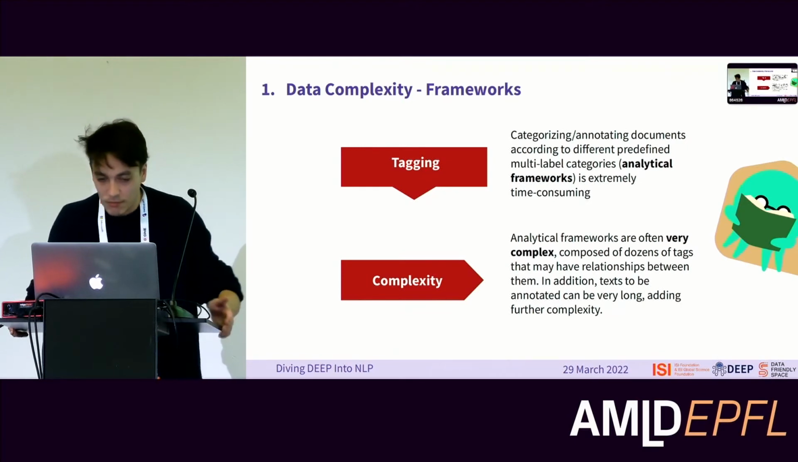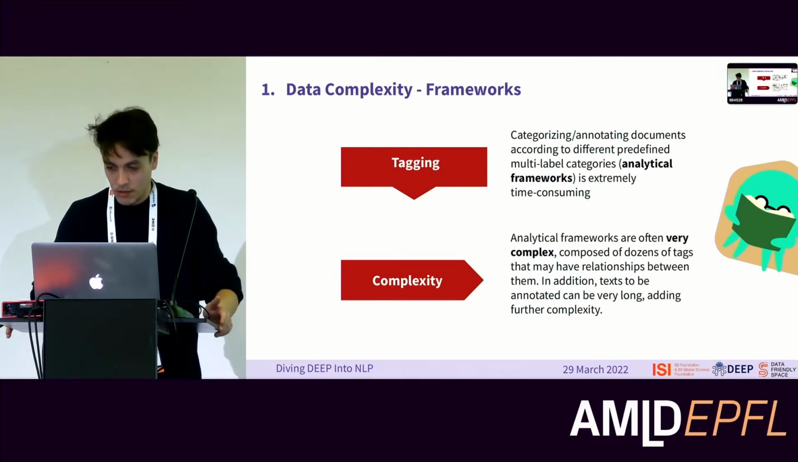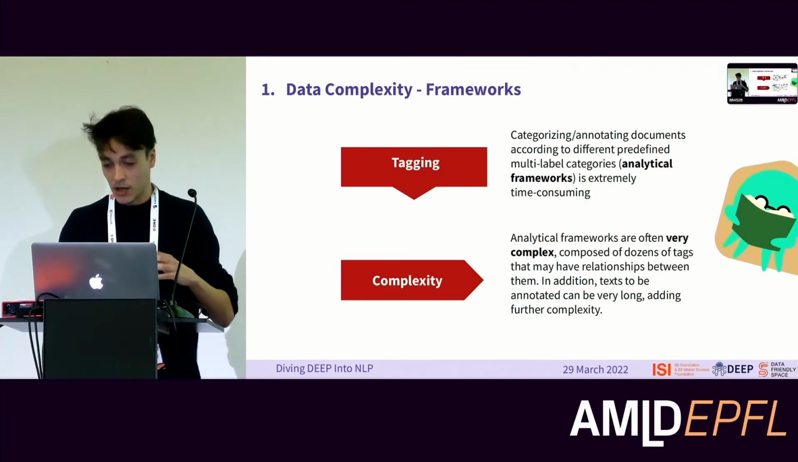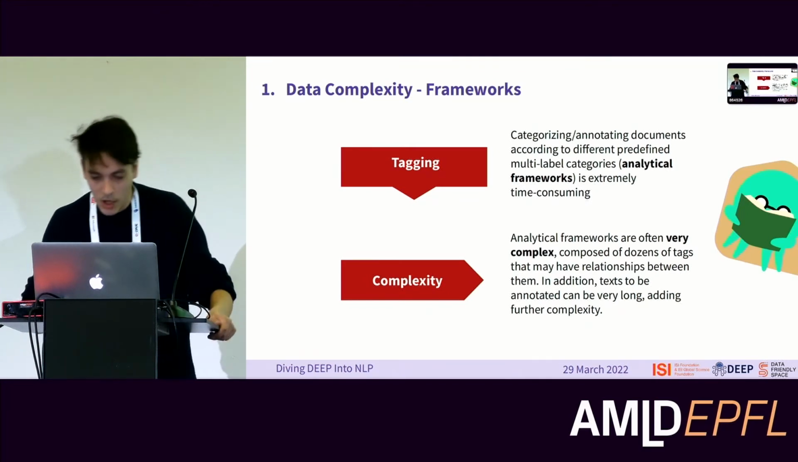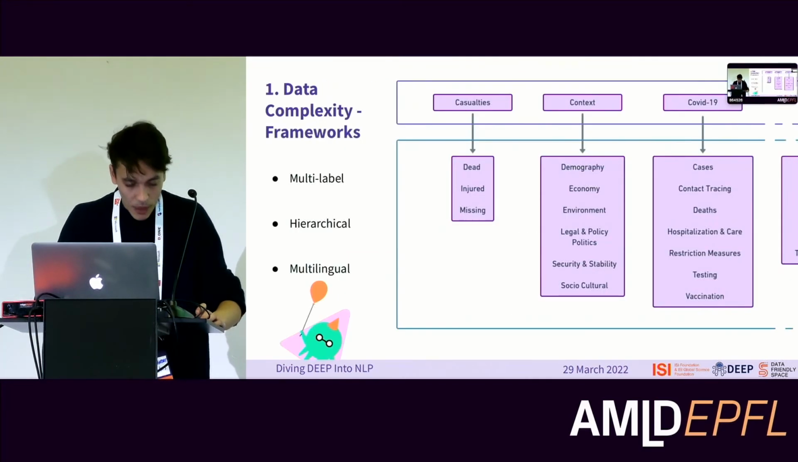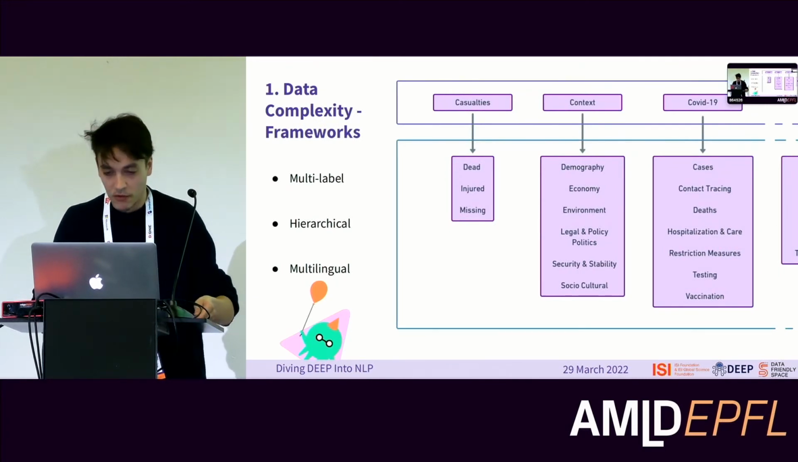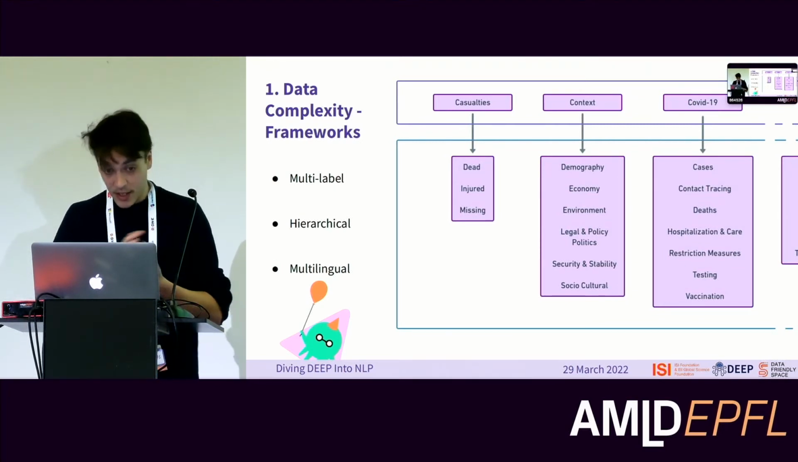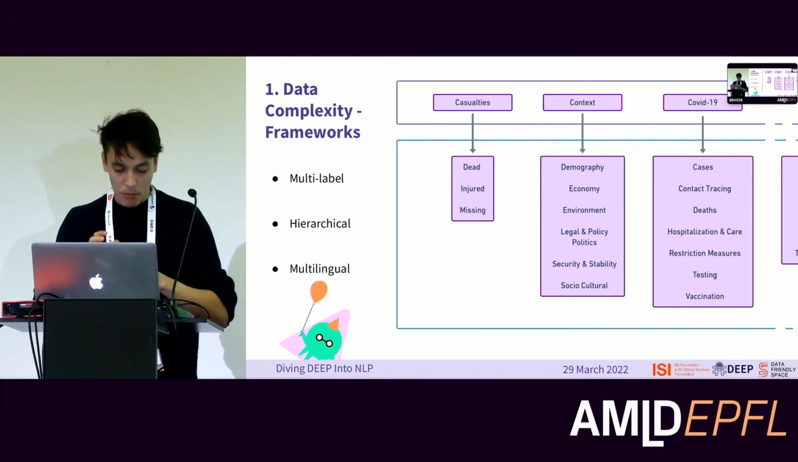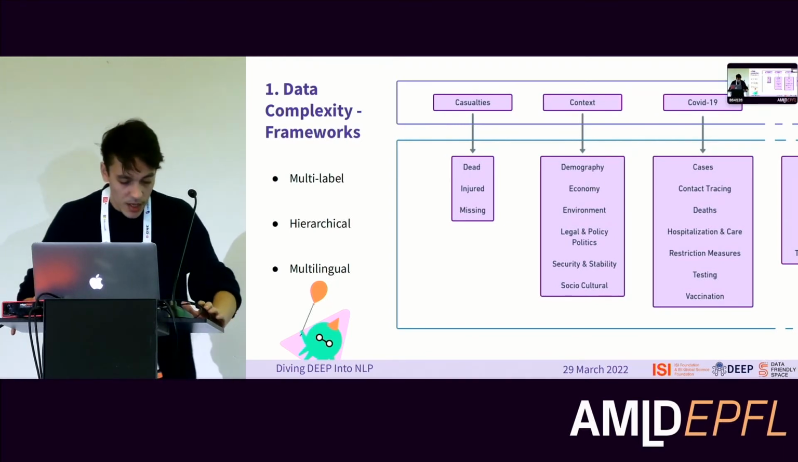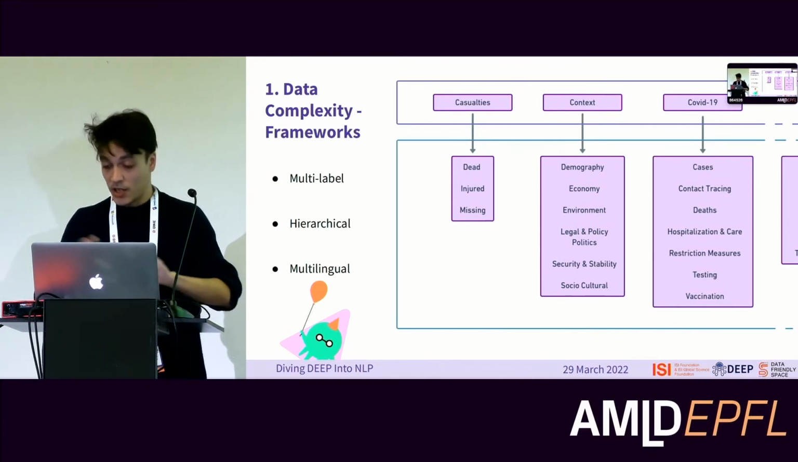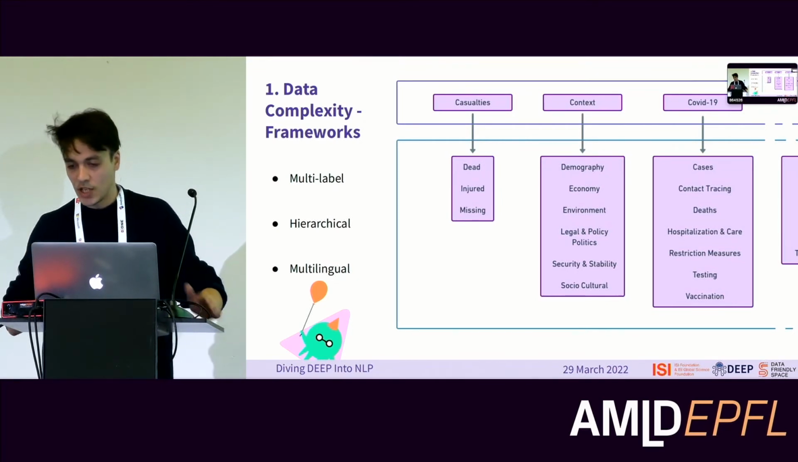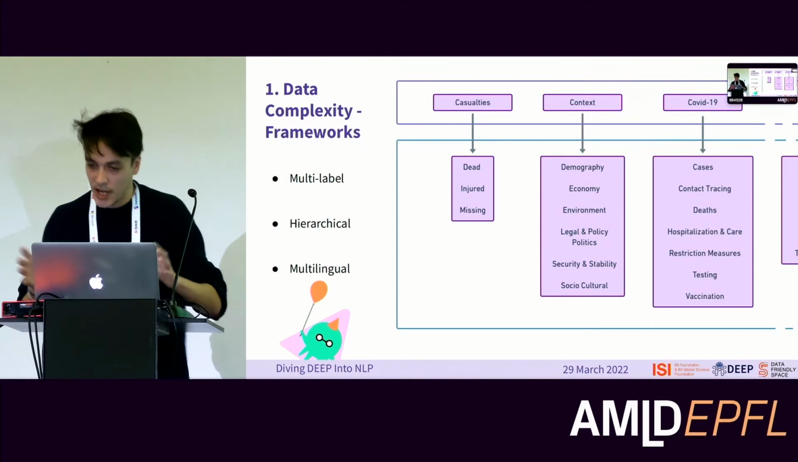And then in addition, it's text that we want to categorize, and the information that we want to find can also be very long, adding further complexity. We show here an example of some labels. In general, we can find three main properties. The first is that they can be used in a multi-label way. So, for example, a certain piece of information can belong to several tags at the same time. For example, a sentence can be about COVID-19 and talk about cases and contact tracing at the same time.